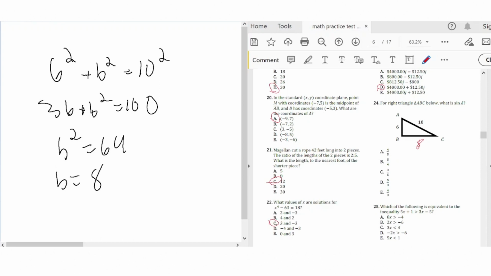Now we can solve for the sine of A, because we have the opposite and the hypotenuse. Sine of A is going to be 8 over 10. Simplifying it, we get 4 over 5.